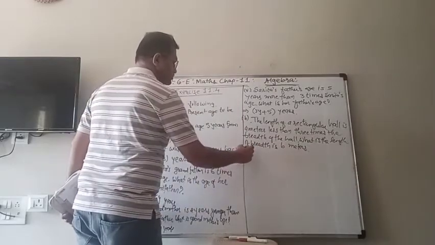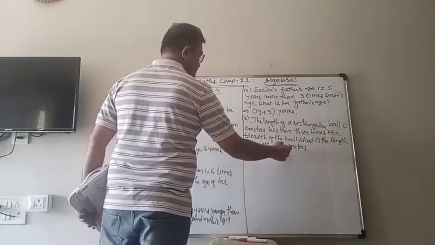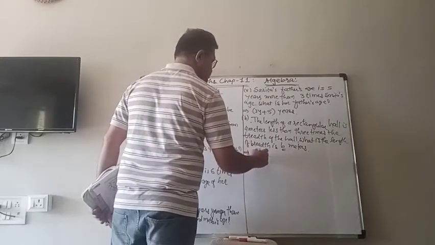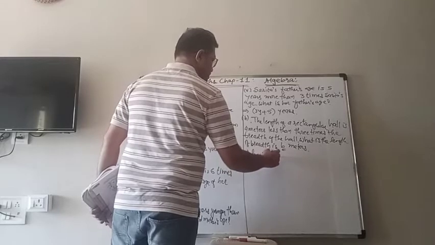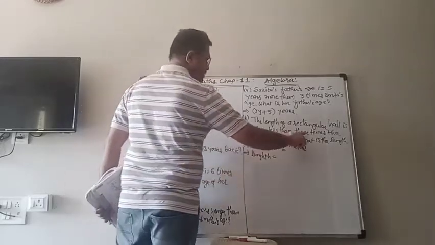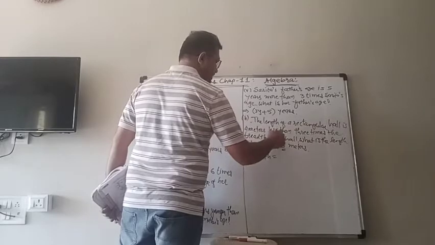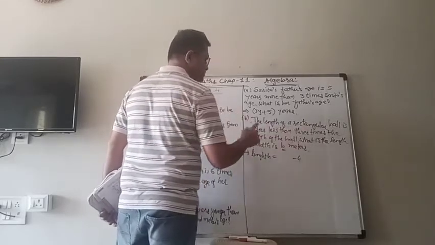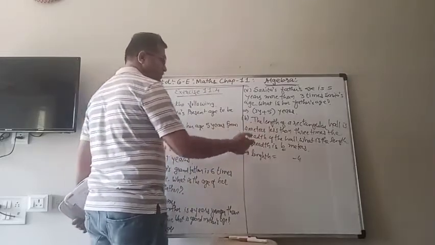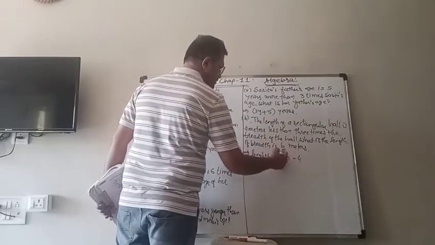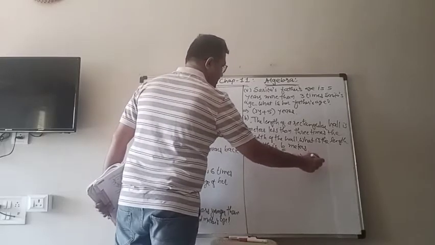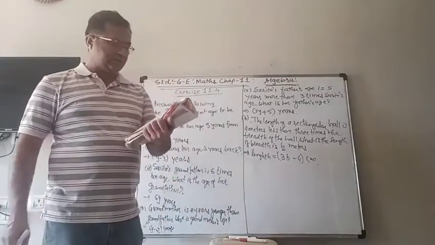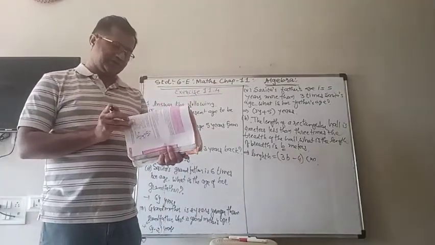So now we take breadth as b meters. Now the length is given what? 4 meters less means minus 4. Then 3 times the breadth. What is breadth? b. 3 times breadth means 3b. So 3b minus 4 meters. So the length will be 3b minus 4 meters.